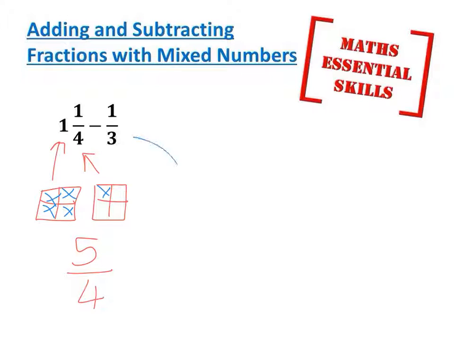Then, just from the top, I need to take away 1/3. Now what method you use for this is completely up to you. You could use the common denominators, or you could use the box and sausage. I'll show both here. So first of all, the box and sausage method.